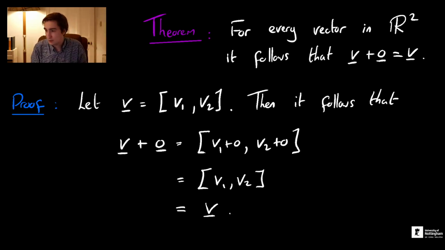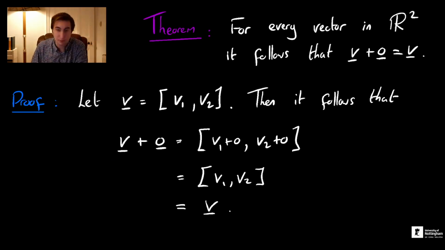And because of the fact that this thing is commutative, we've just proven that v plus u is always the same as u plus v. If we have v plus 0, that's the same as 0 plus v, which is equal to v by the previous statement.